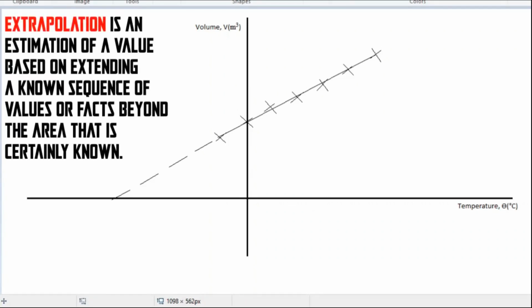On the other hand, if you wanted to make predictions outside the range of your experiment, you would have to extend your line of best fit, and this is known as extrapolation. When you extend your line of best fit, you don't normally extend it with a solid line. You would extend it using a dotted line to illustrate that it is not within the range of the actual experiment that was conducted.